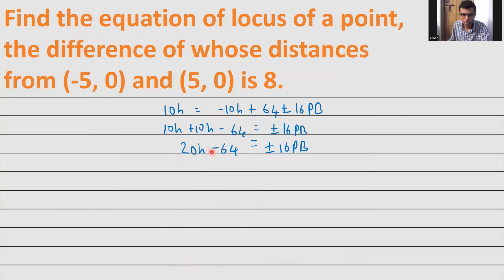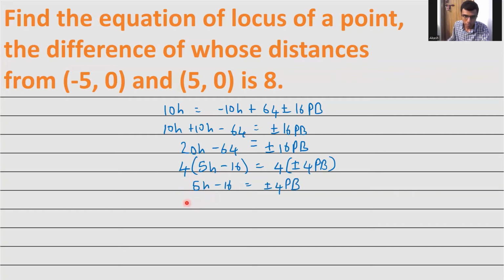Fine. So from these two terms, I'm gonna take 4 common. If I take 4 from 20, I can write it as 4 into 5. So here I'd be left out with 5h. 64 I can write as 4 into 16. So here I'd be left out with 16 is equal to, I can write this 16 PB as 4 into plus or minus 4 PB. Okay. So 4 will get cancelled. I'm left out with 5h minus 16 is equal to plus or minus 4 PB.